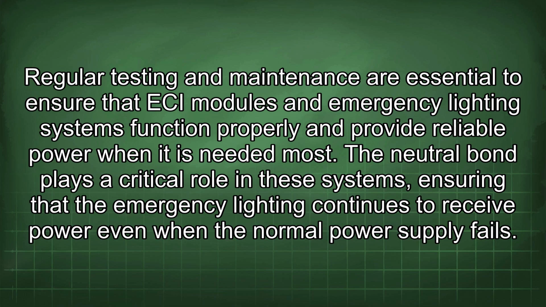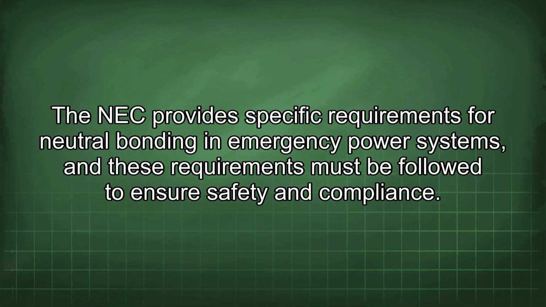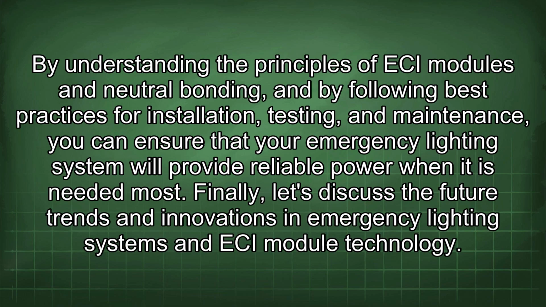The neutral bond plays a critical role in these systems, ensuring that the emergency lighting continues to receive power even when the normal power supply fails. The NEC provides specific requirements for neutral bonding in emergency power systems, and these requirements must be followed to ensure safety and compliance. By understanding the principles of ECI modules and neutral bonding, and by following best practices for installation, testing, and maintenance, you can ensure that your emergency lighting system will provide reliable power when it is needed most.